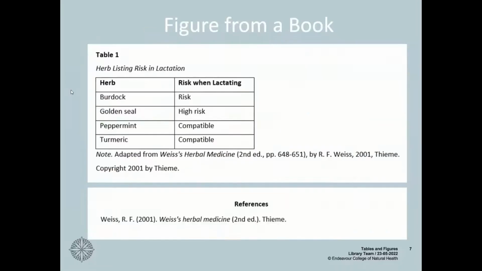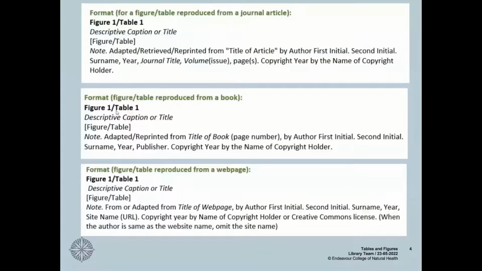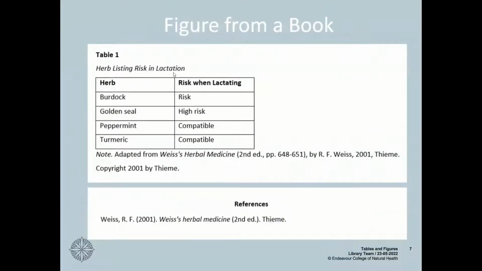So this is a figure or a table from a book. In this case, I created a table. This is the first table that I'm using in this presentation, so it is titled Table 1 in bold at the top. So again, following exactly that same information formatting that we have for the rest of our figures and tables. Then we have the title of the table underneath in italics and title case. Then we have the table itself and the note section underneath. So again, following exactly the same formatting rules.